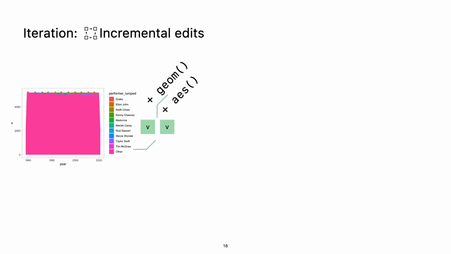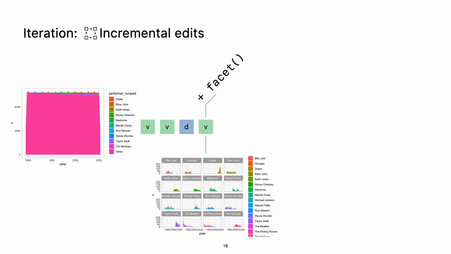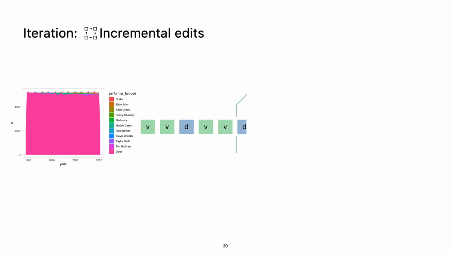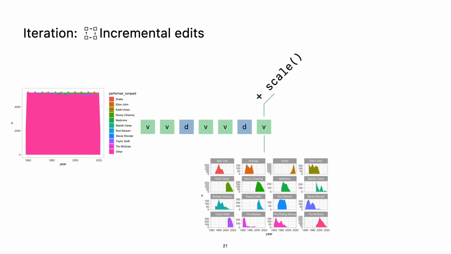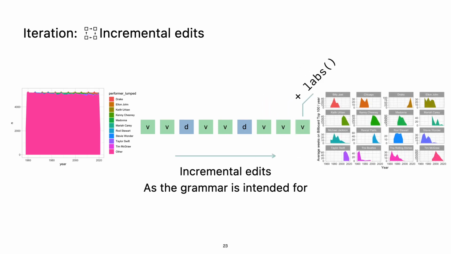I want to show you this example about how a participant iterated using ggplot. They started with this area plot, and these are all the changes they made in between. Vs for visualization edits, and Ds for data manipulations. And they ended up with this faceted version in the end. Here edits are incremental. The participant iteratively updated the plot, changing a single feature at a time, like what the grammar promised, and they never had to start over. This is in line with the benefits of using a visualization grammar.